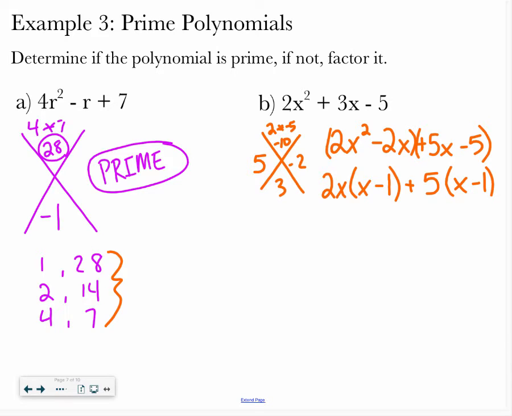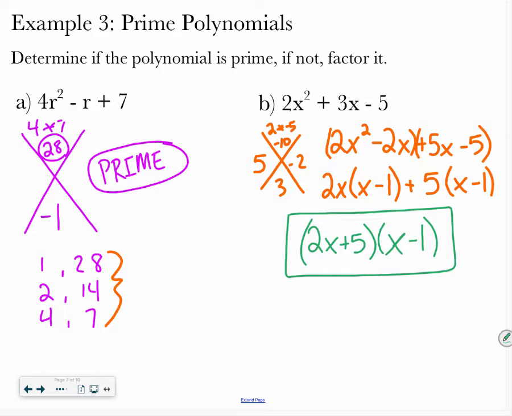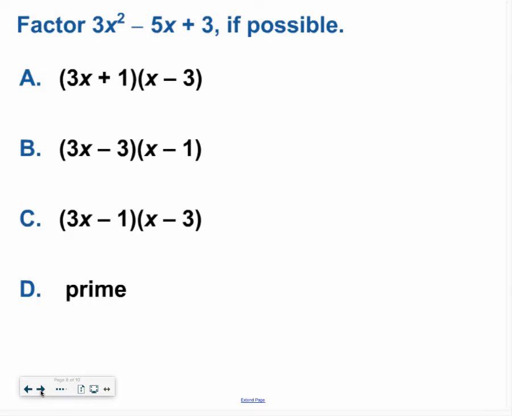And when I write my final answer, I have 2x plus 5 on the outside of my parentheses, and both of my parentheses show an x minus 1 inside. So this one is not prime. We have found an answer. Okay, so it's not always going to tell you if it's prime. It wants to know, and I would like to know, if you can identify if something is prime, okay? Go ahead and see if you can factor this one if possible.